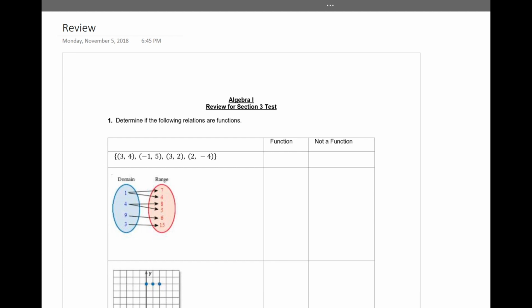Alright, so today we're going to be talking about the review section 3 for your test. Everybody should be paying attention. We should be following along. I'm going to do most of these. Some of these you guys are going to do on your own.